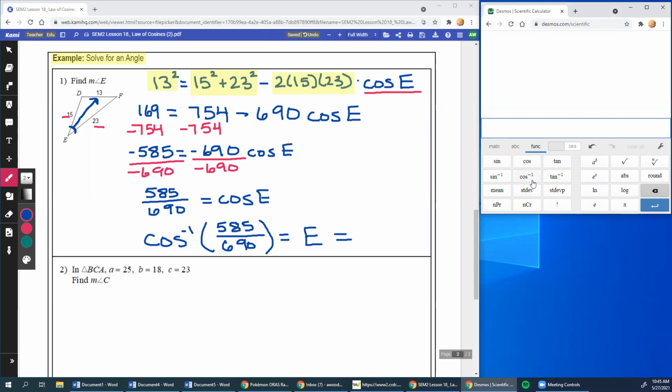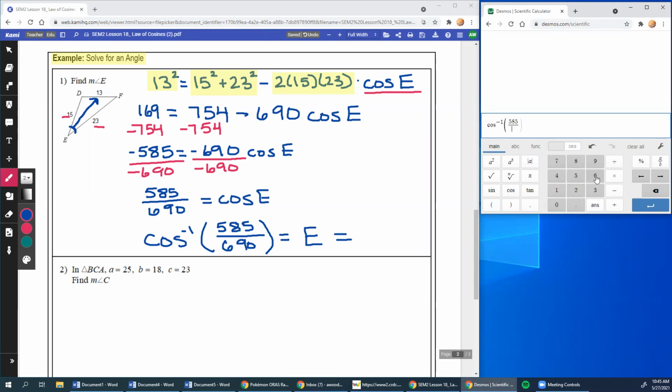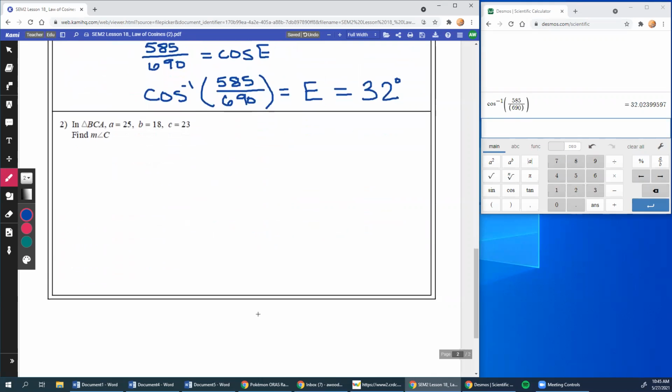Come over here to our calculator. Inverse cosine of 585 over 690. And we get 32 degrees. So I know it seems like a lot, but it's really only just 3-4 steps. Simplify, subtract, divide, inverse.